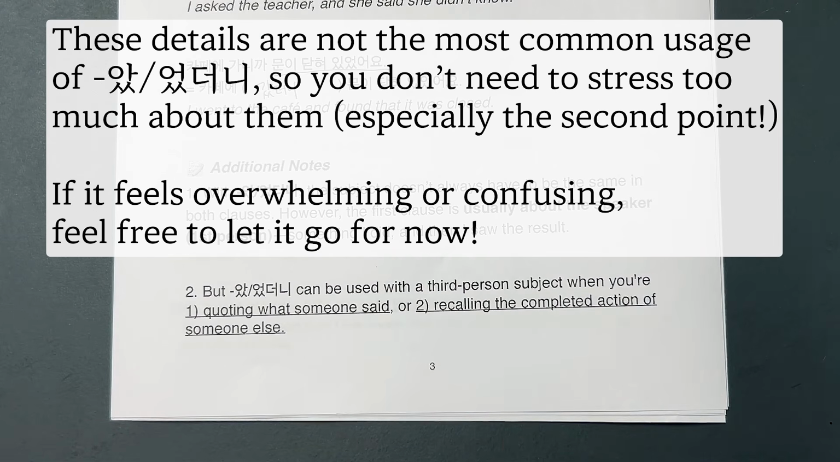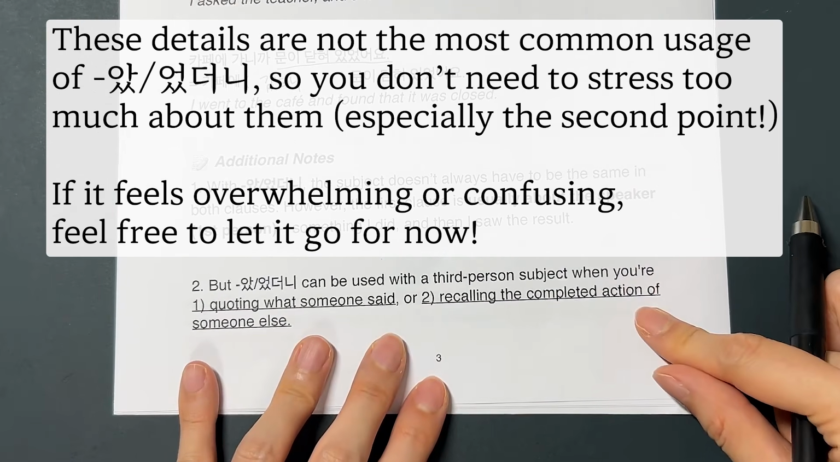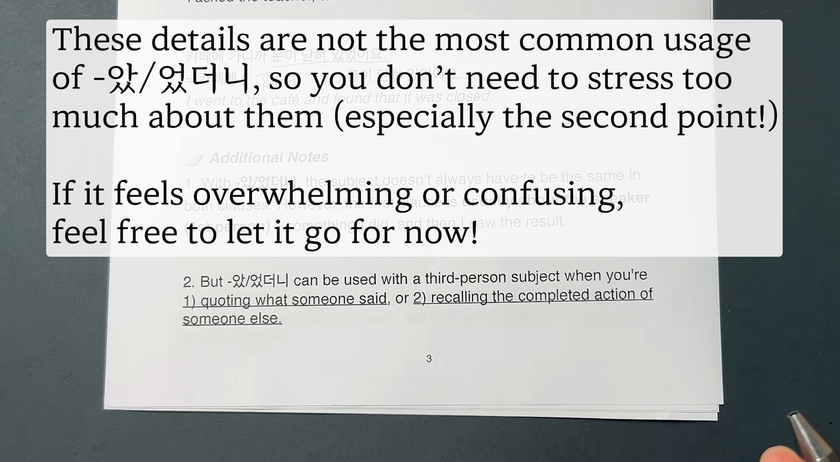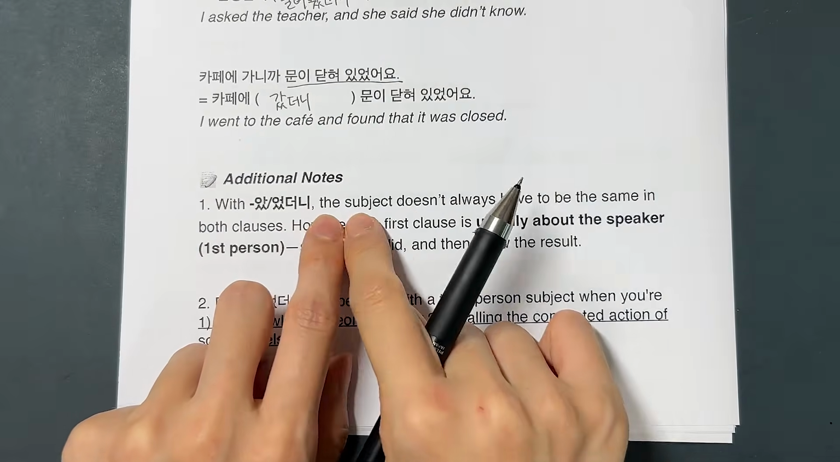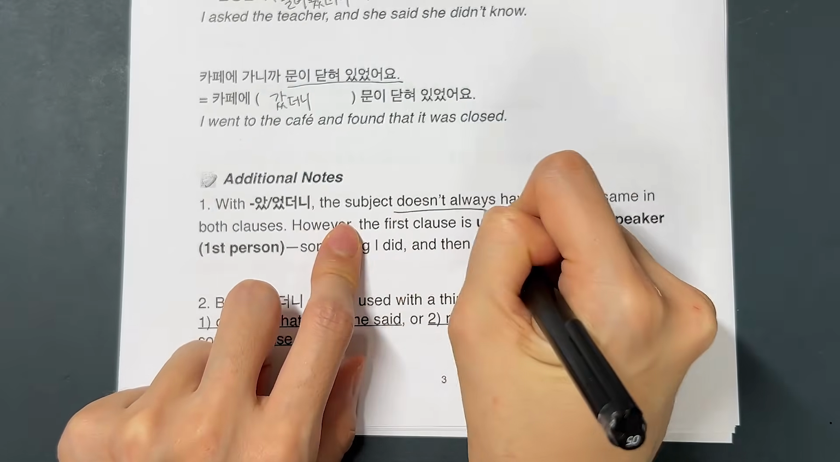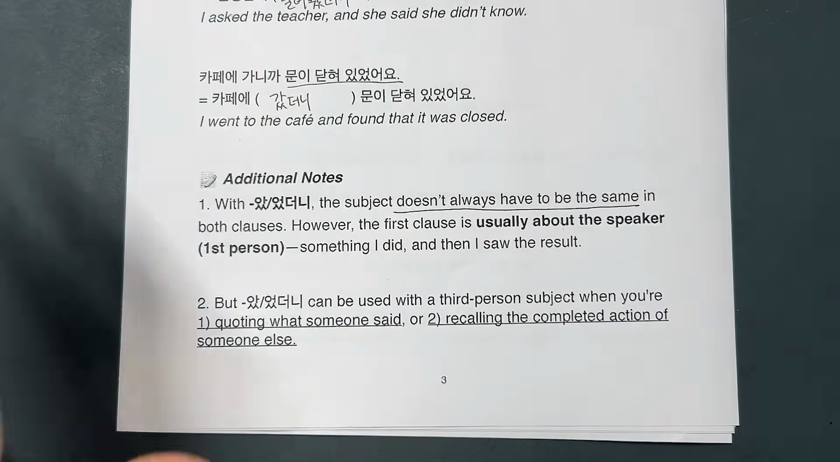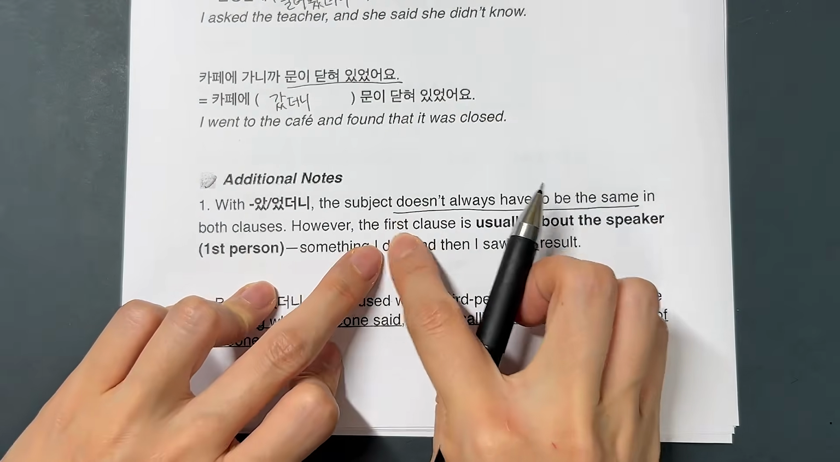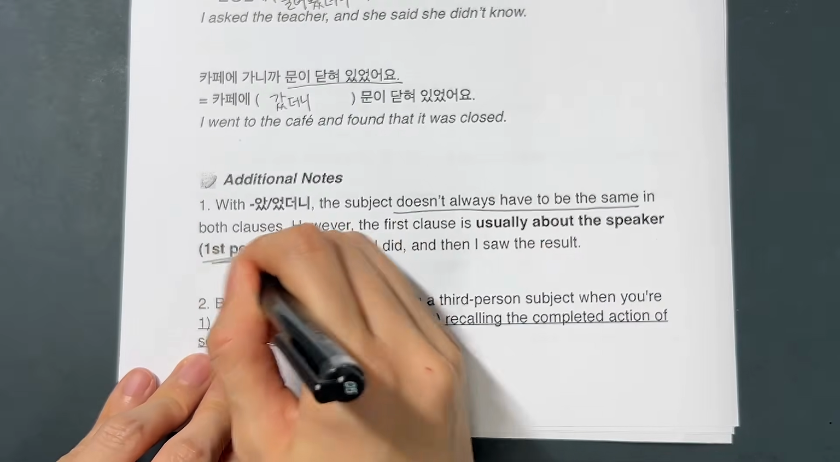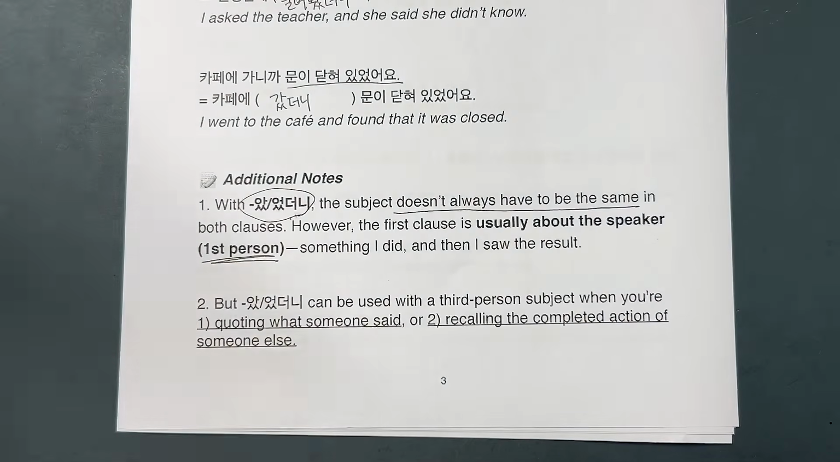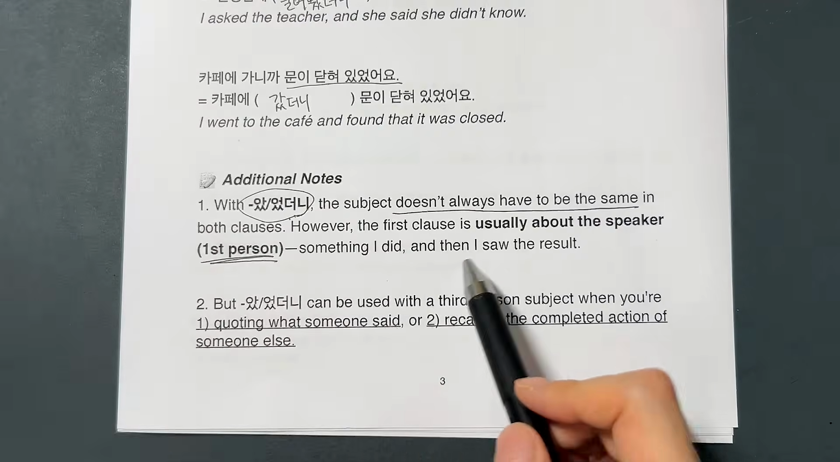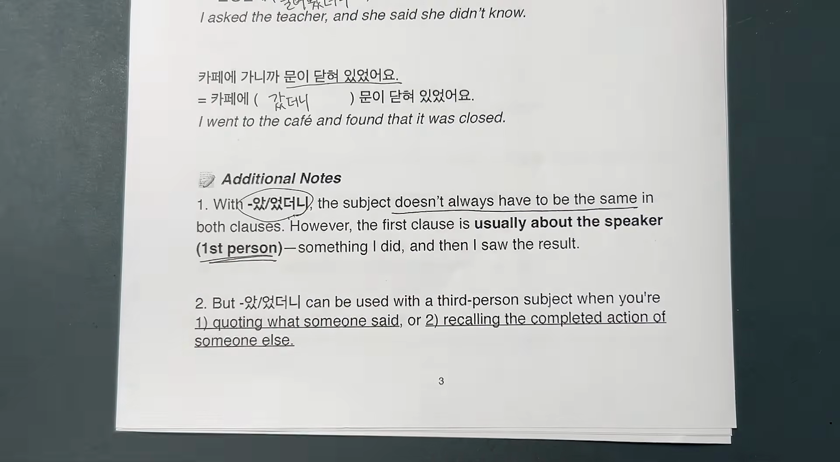And let's move on to some additional details about 았/었더니. So again, guys, you don't need to feel pressure to memorize all these details. It's just good to take them as reference if you'd like to dive deeper into the grammar and fine-tune your sentences more precisely in different situations. So moving on to the first point of 았/었더니. With 았/었더니, the subject doesn't always have to be the same. It can have a different subject in each clause, but the first clause is usually about the speaker. So the verb that is connected with 았/었더니 should be something that the speaker has done, something I did. And then in the second clause, you saw the result or you noticed something.